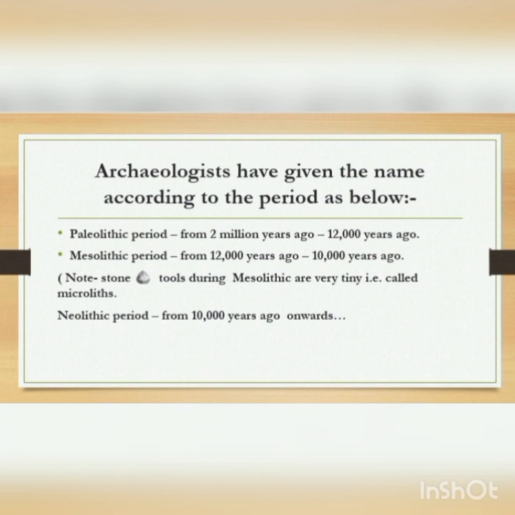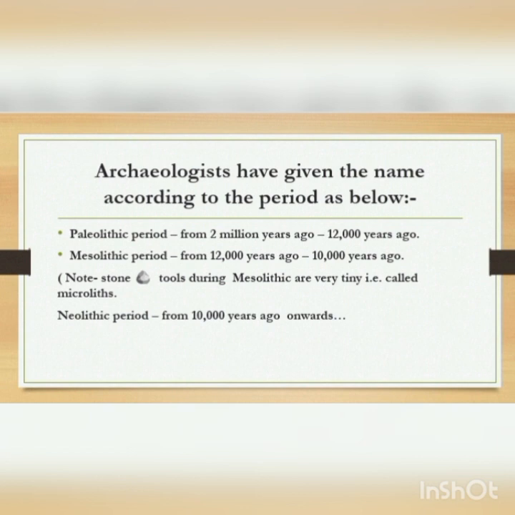Basically, the period has been divided into three parts, that is Paleolithic period, then Mesolithic period, and Neolithic period. What does Paleo mean? Paleo means old and Lithic means stone. So basically, Lithic over here is a word which comes from a Greek word that means stone, and Paleo means old. Okay, so Paleolithic period is a period from 2 million years ago to 12,000 years ago. During this time, the stone tools were very big in size, which were being used by the hunters and gatherers.